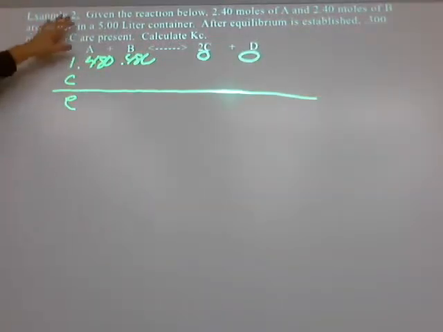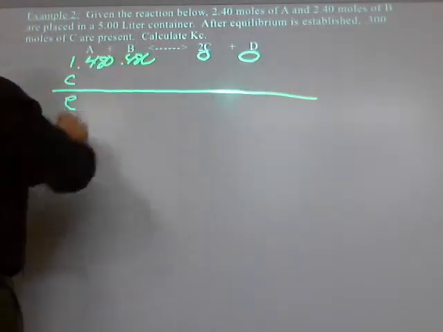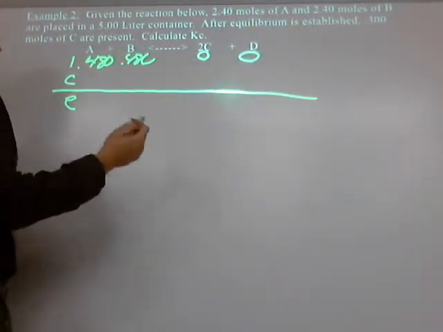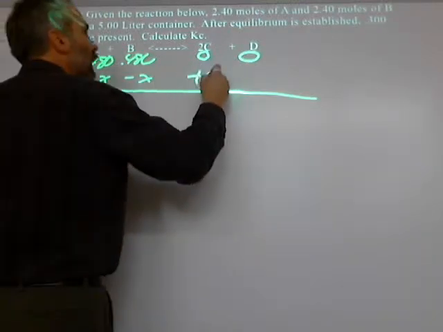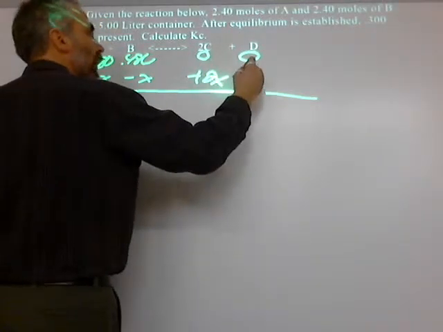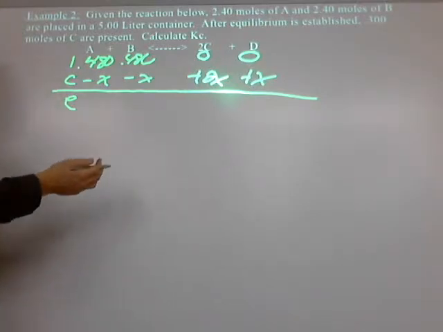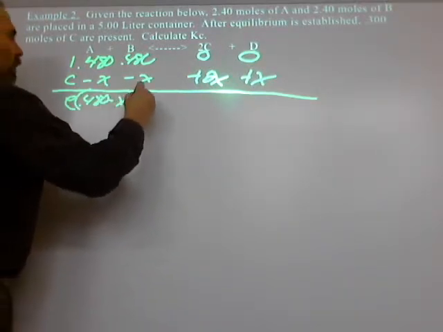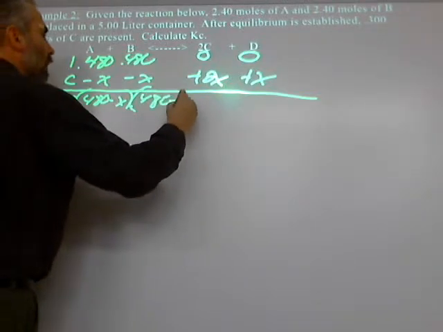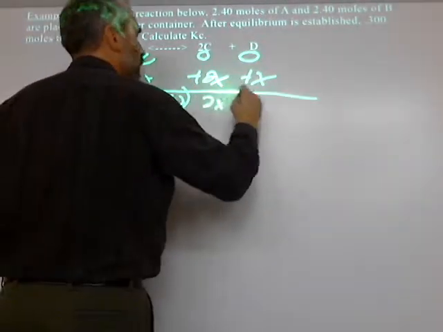You're told you added that much to the container, and at equilibrium, you know you've got 0.300 moles of C. But in between there, what happens? This one decreases by some amount X, that one increases by some amount 2X, and this one increases by some amount X. Okay, so 0.480 minus X, 0.480 minus X, 2X, and X.